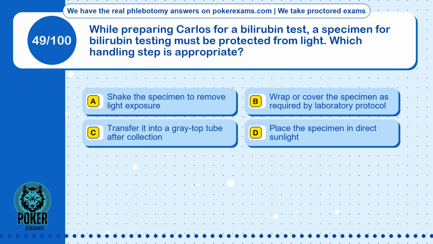Question 49. While preparing Carlos for a bilirubin test, a specimen for bilirubin testing must be protected from light. Which handling step is appropriate? Option A. Shake the specimen to remove light exposure. Option B. Wrap or cover the specimen as required by laboratory protocol. Option C. Transfer it into a gray top tube after collection. Option D. Place the specimen in direct sunlight.